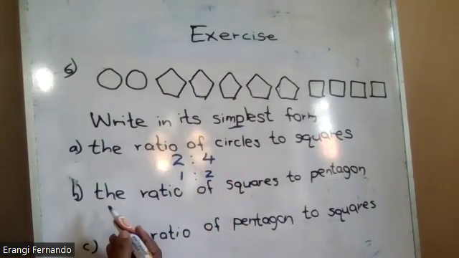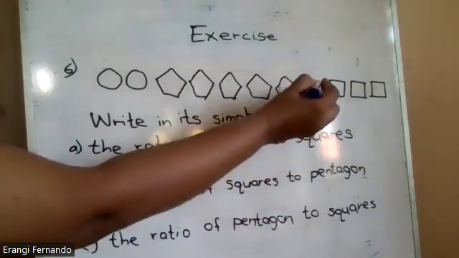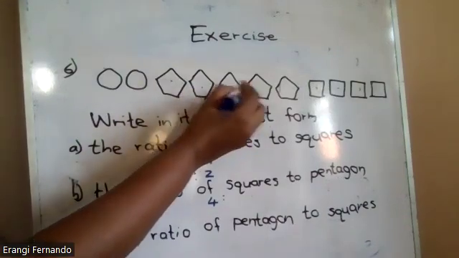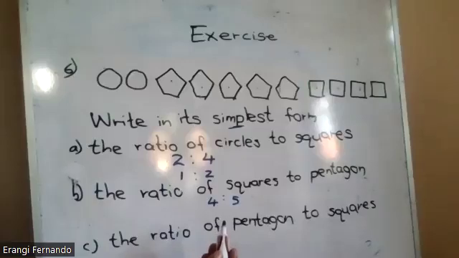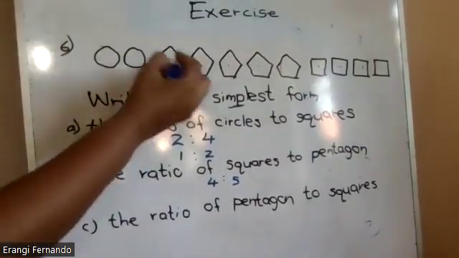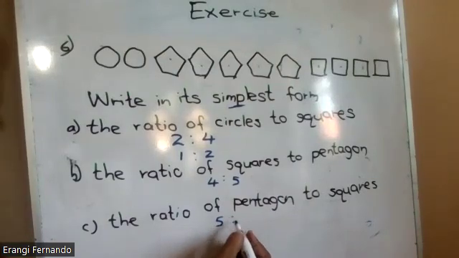Okay. Question B, the ratio of squares to pentagons. Squares, there are 1, 2, 3, 4. 4 to pentagons, 1, 2, 3, 4, 5. 4 to 5. So can you make it a simplest term? No. Both numbers you cannot divide, so this is the simplest form. Okay. The next one, the ratio of pentagons to squares. The pentagons 1, 2, 3, 4, 5. 5 to squares 4.